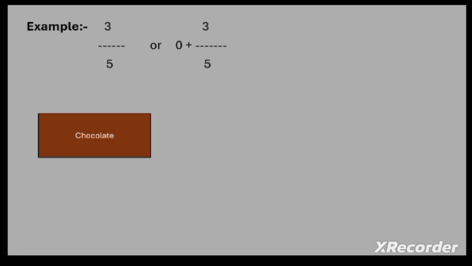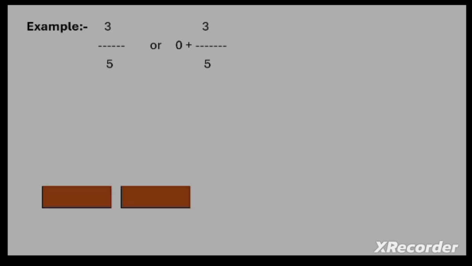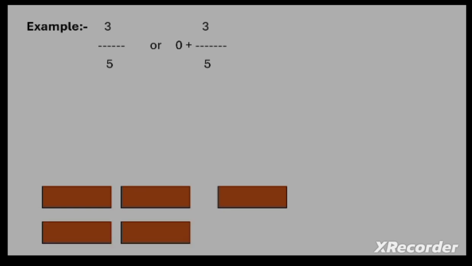if I equally cut that chocolate into 5 equal parts. Okay, now first part, second part, third part, fourth part and the fifth part. So I have divided the whole chocolate into 5 equal parts. Suppose I give 3 parts to one of the students. The denominator represents the total number of parts, that is 5.